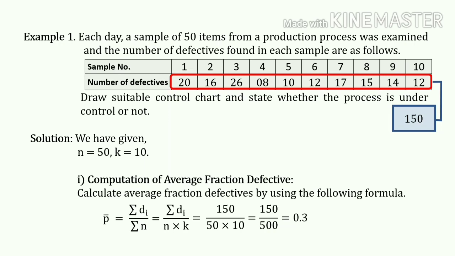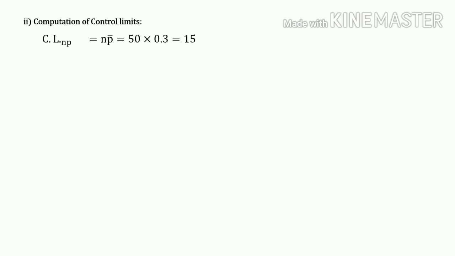By getting the value of P bar, we can calculate value of Q bar as 1 minus P bar, that is 0.7. Now we will proceed to compute the control limits. The central line, control limit for NP chart is N into P bar. So value of N is 50, P bar which we have obtained is 0.3. So 50 into 0.3 is 15.